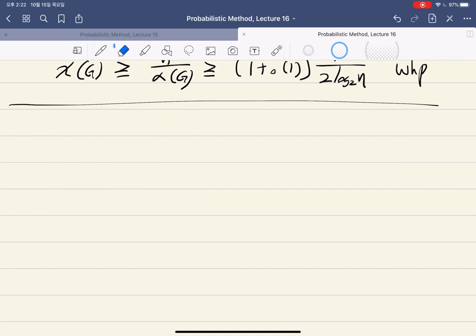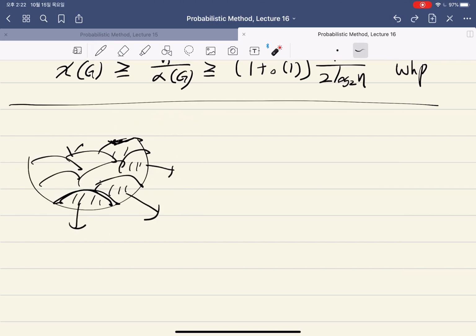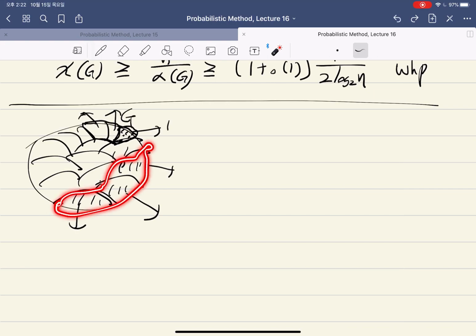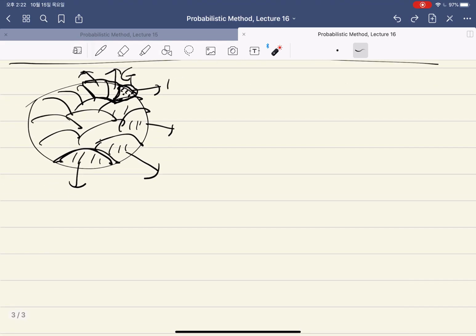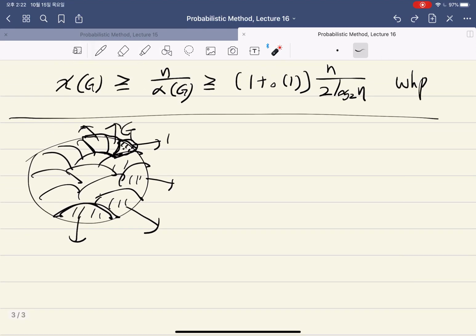For that, what do we have to do? After deleting certain vertices, we take out this independent set, and then in the remaining graph, we should be able to take out the next independent set, which has size almost this number. So we want to show that every not too small set contains an almost optimal size independent set. That's what we want to prove.